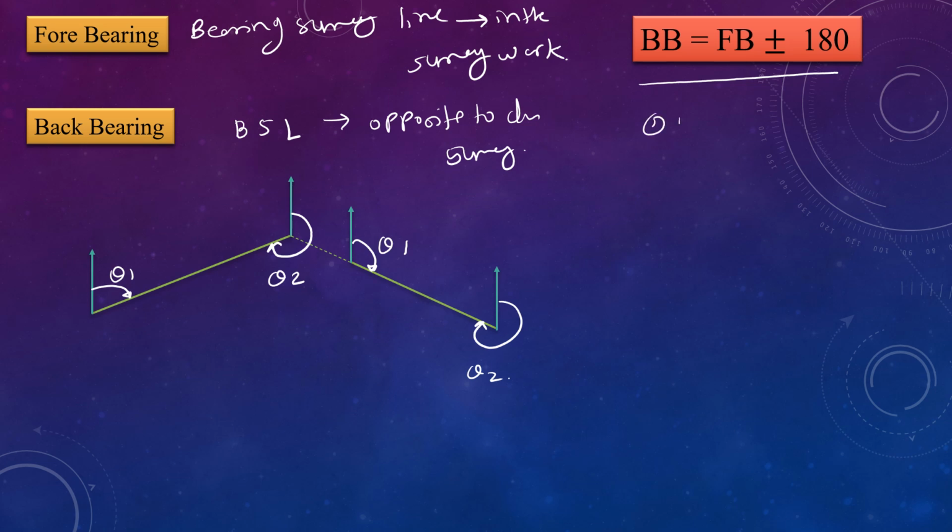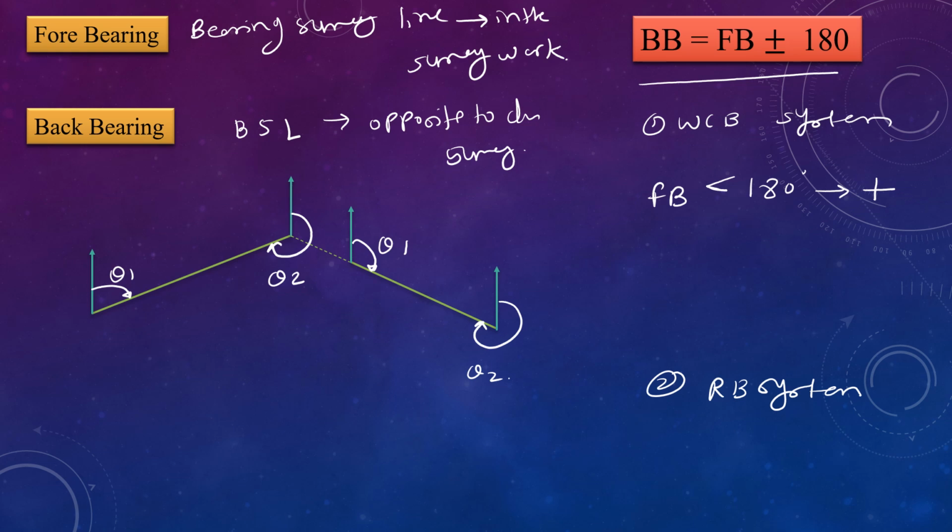So how to take this plus and minus here? First in the case of the WCB system, and second in the case of the reduced bearing system. In the WCB system, if the fore bearing is less than 180 degrees, take the positive sign. But if the fore bearing is greater than 180 degrees, then take the minus sign. This is how you calculate the back bearing in the WCB system.